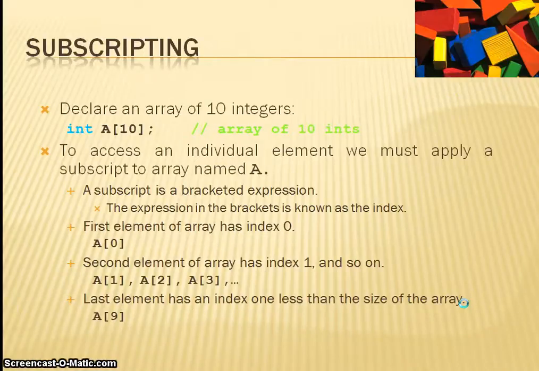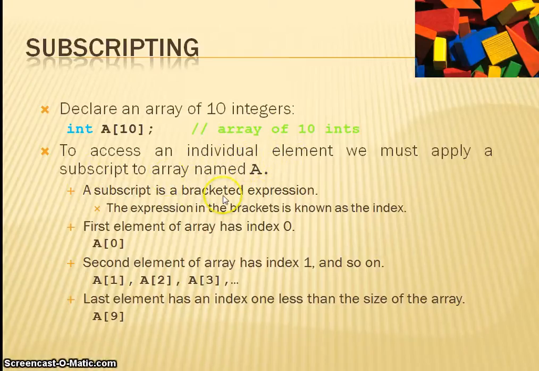Next, in an array declaration, we must specify the subscripting values. What do we mean by subscripting? If you declare an array, it has subscripting values to get a specific element's value from that array. For example, to declare an array of 10 integers, we declare int a[10]. To access an individual element, we must apply a subscript to the array named a.